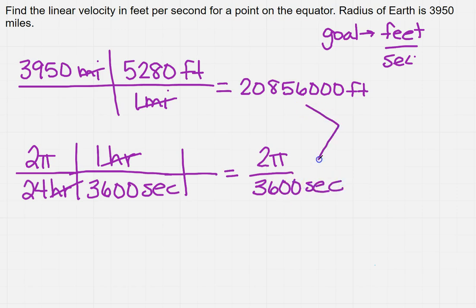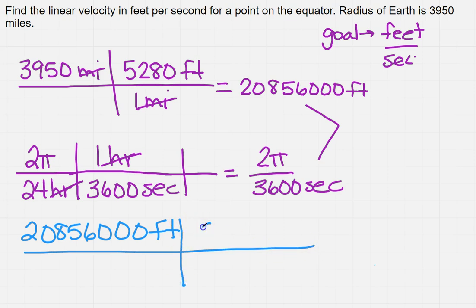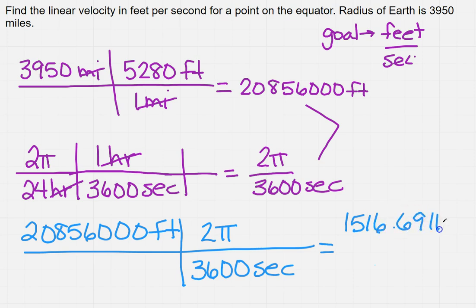So what I want to do is put these two answers that I got together. So I'm going to put the 20,856,000 feet. And then the other factor I had down here is 2 pi over 3,600 seconds. So now if I multiply this out, I'm going to have feet per second. And so when I do that, I get 1516.69112, which is approximately 1,516 feet per second.